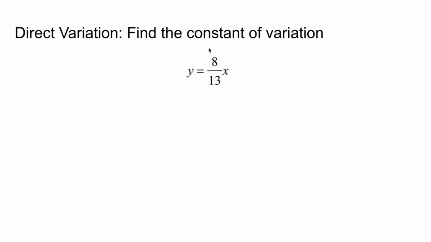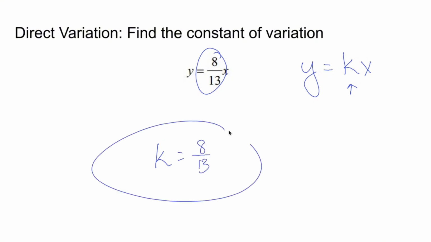Direct variation. Find the constant of variation. Well, direct variation is in the form y equals kx. Your constant of variation is the number living in front of x when y is all by itself. So look, y is all by itself. Look, there's my constant of variation. K equals 8 over 13, which means I'm done.